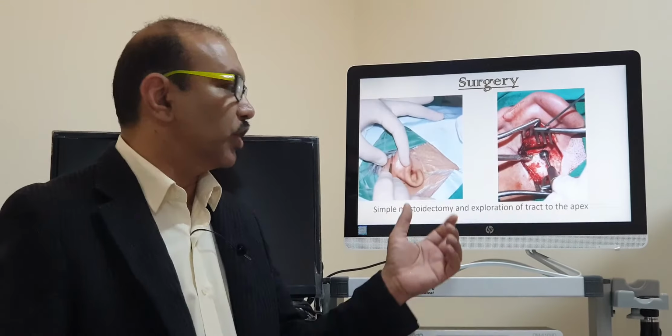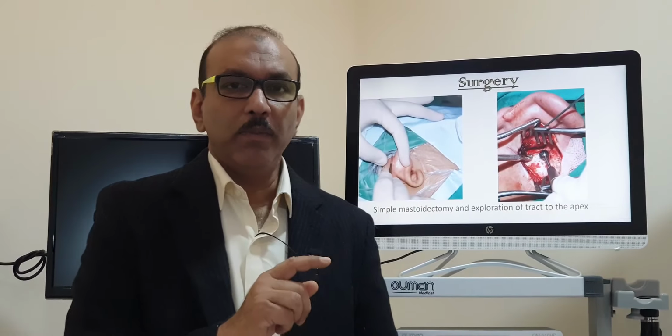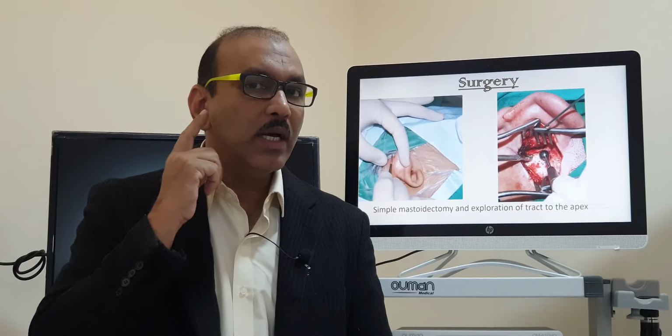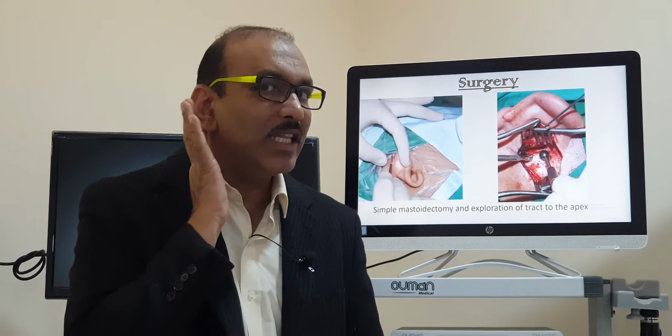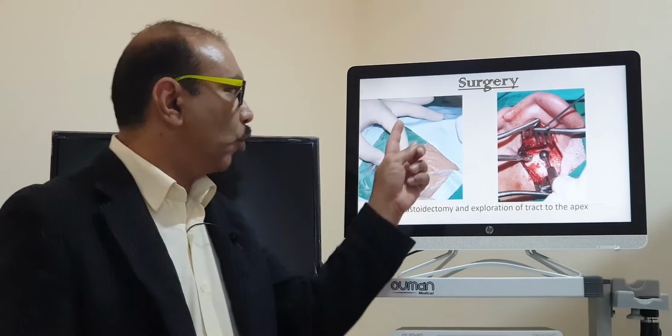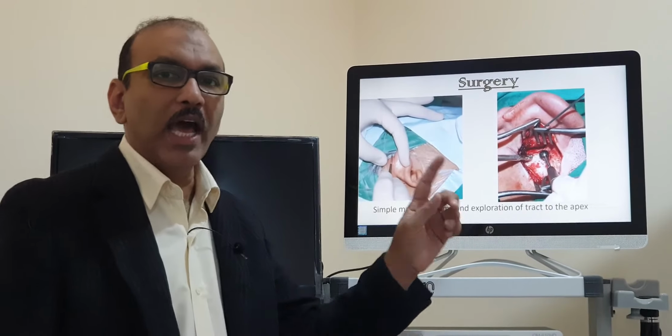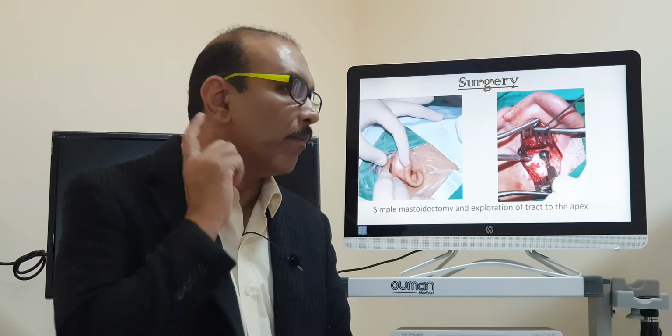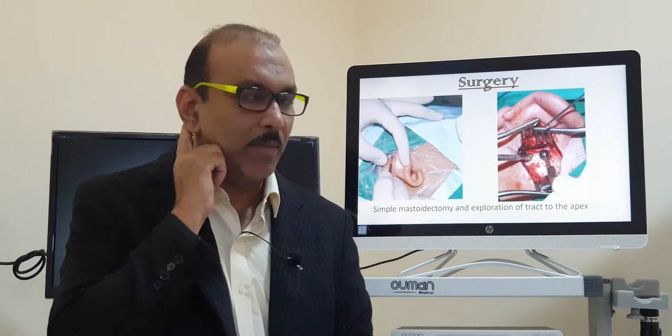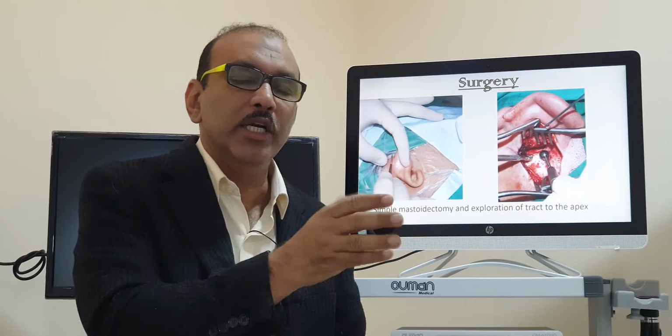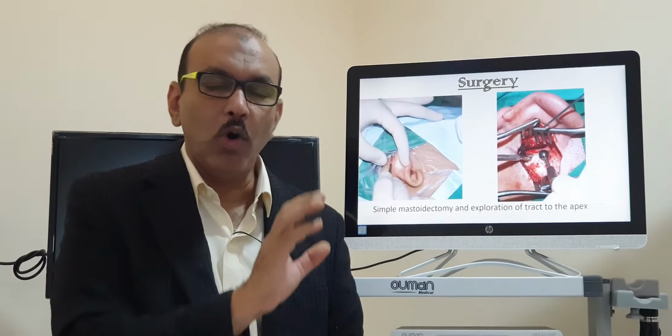So what is the surgery? Like I mentioned before, the infection is just behind the eardrum and in the mastoid air cells. So we have to open up behind the ear, and we have to remove all the infected mastoid air cells completely, and behind the eardrum too. Clean up everything, remove all the pus, everything.